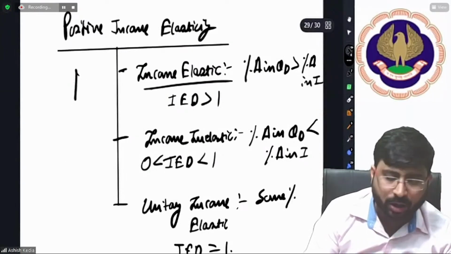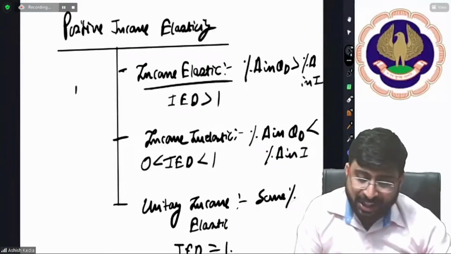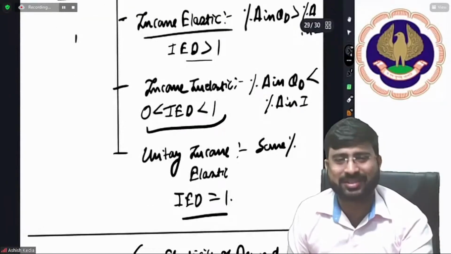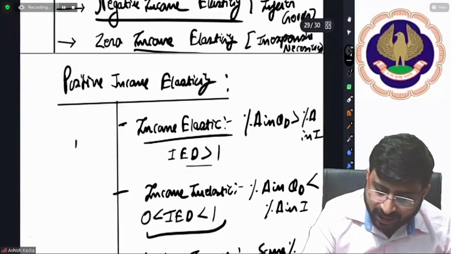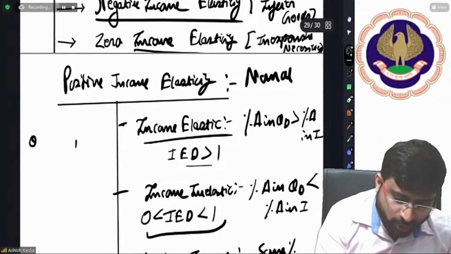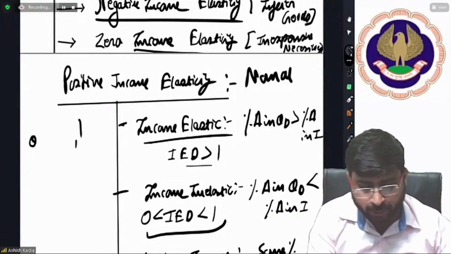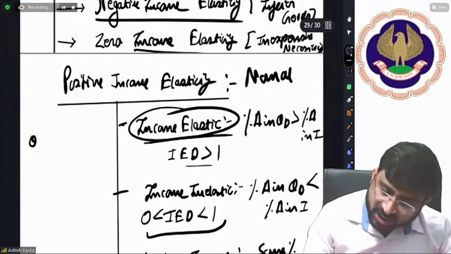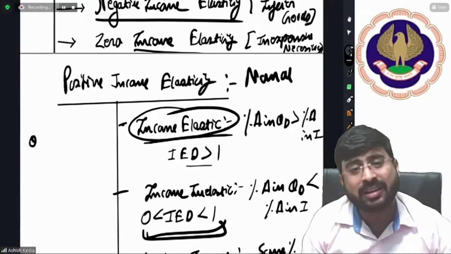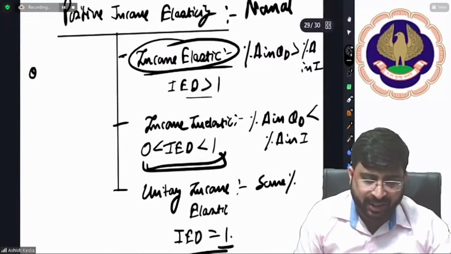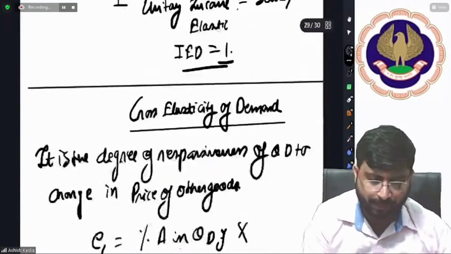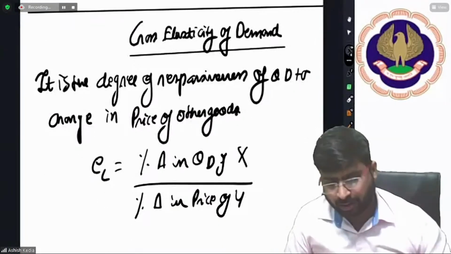Now, when we talk about positive income elasticity, it can be greater than 1, between 0 and 1, or equal to 1. That is obvious, because any positive value happens for normal goods. If it is greater than 1, it is positive and income elastic. If it is between 0 and 1, it is positive but income inelastic. If it is exactly 1, it is positive and unitary elastic. That's very simple. That's about income elasticity of demand.